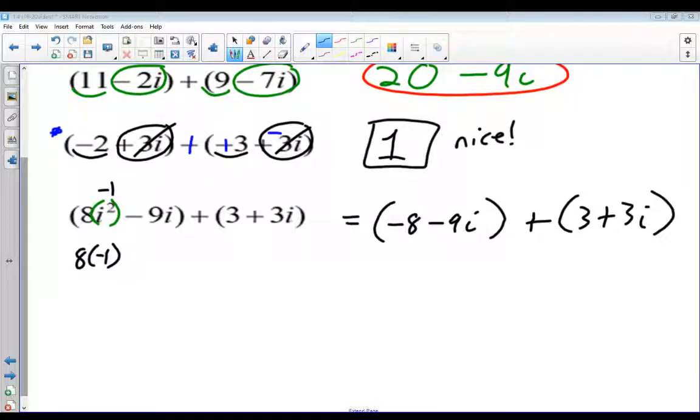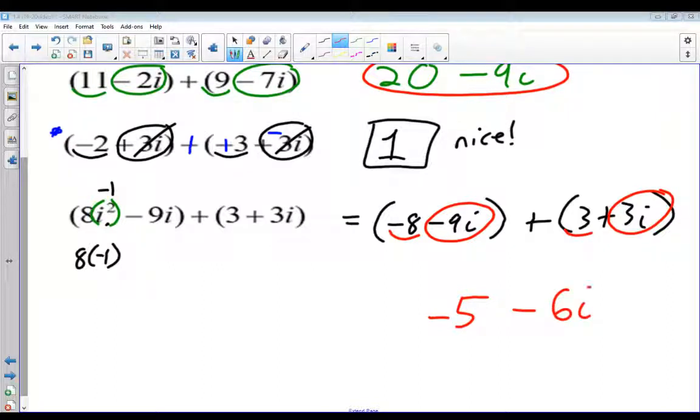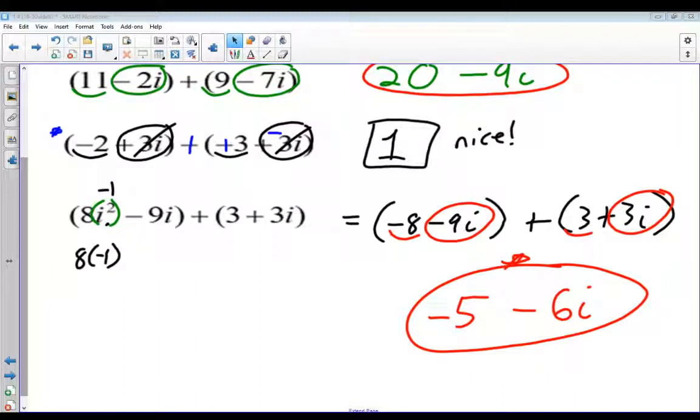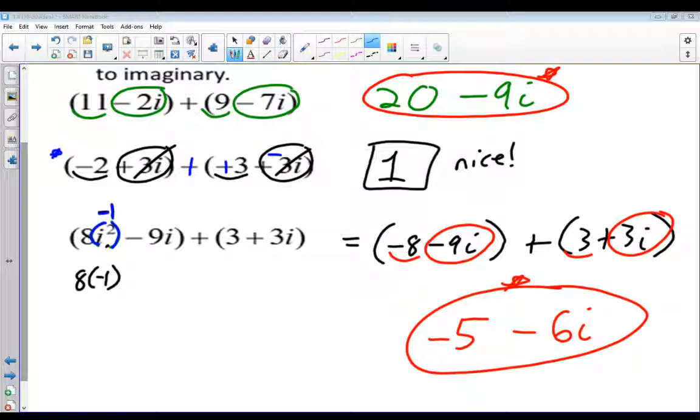And then once you've taken care of that i squared, you can start combining like terms. The -8 and the 3 combine to get -5, and then combine the imaginary numbers. -9 and 3 will combine to give you -6i. And that would be your final answer. So with these examples, anytime you see an i squared, please change it back to a -1. It will make your solving much easier. So adding and subtracting, piece of cake.